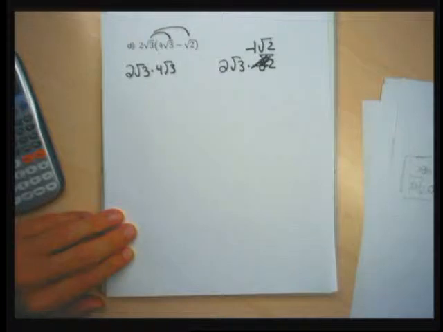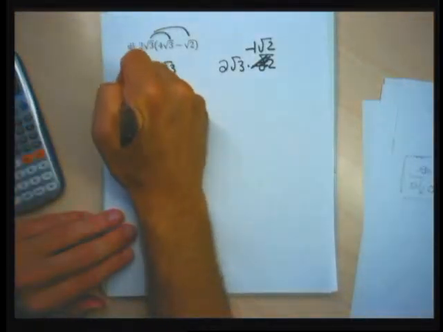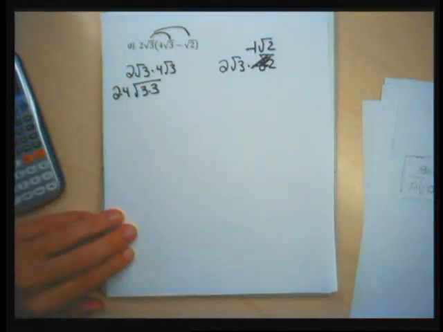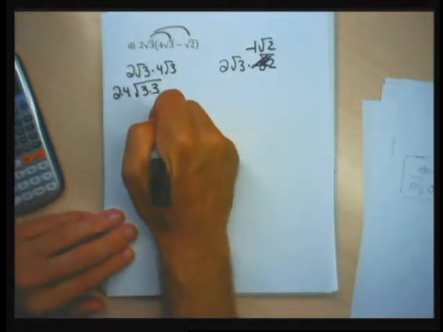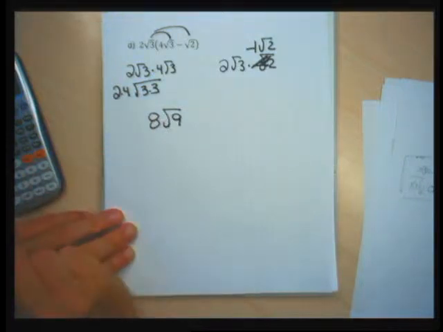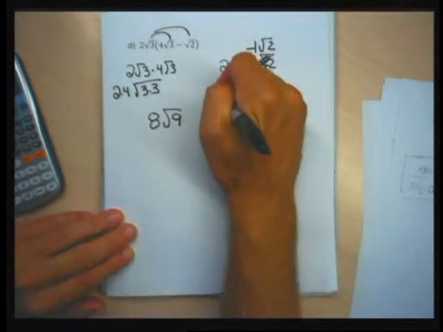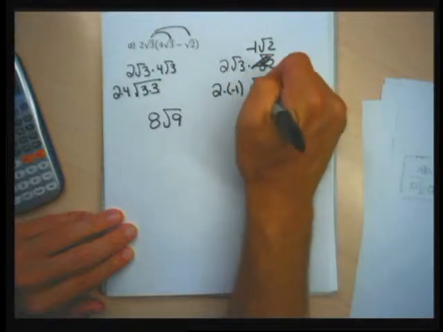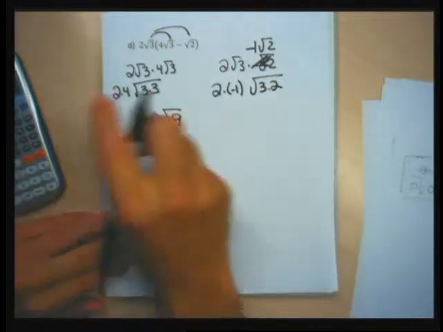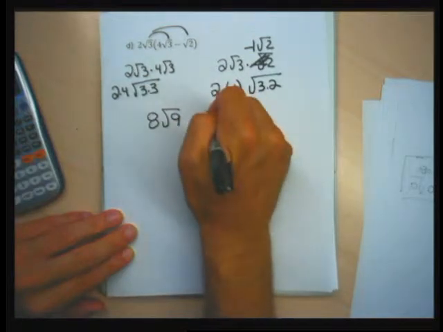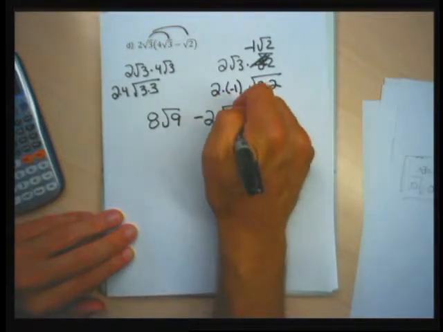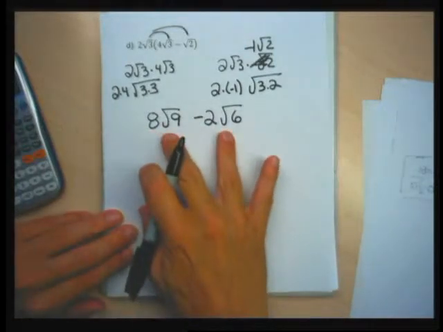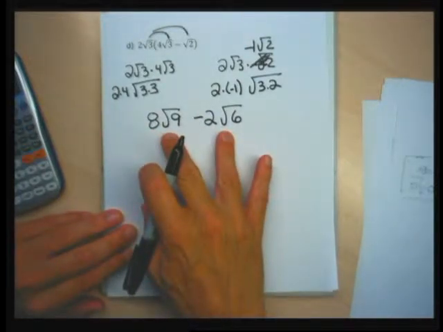Even though there's not a 1 written there, I'm assuming there's a 1. The first multiplication, I'm going to multiply the 2 times 4, leave those outside the radical, and the 3 times 3 and leave them under the radical. So I'm going to get 8 square root of 9. The second multiplication, I'm going to multiply 2 times negative 1 outside the radical and 3 times 2 under the radical. The 2 times negative 1 I'm going to write as a negative 2. The 3 times 2 I'm going to write as a 6. So the multiplying gives me 8 square root of 9 minus 2 square root of 6.